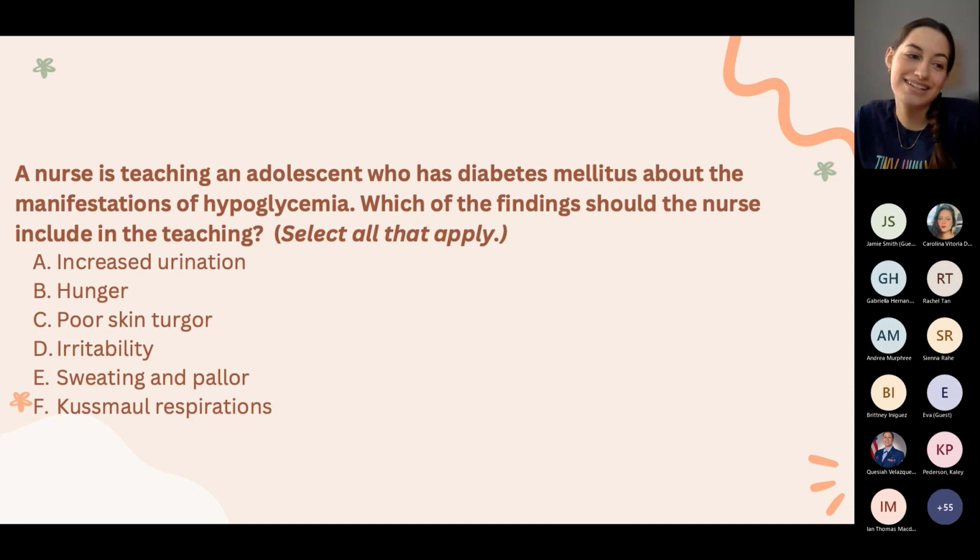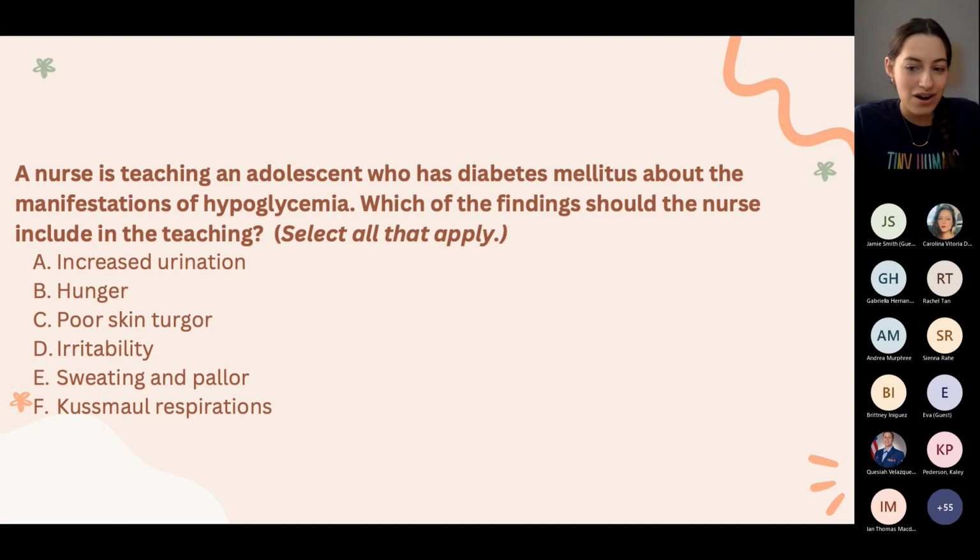All right, good job, you guys. You guys got this one super fast as well. This is B, D, and E. Really good that you know all your diabetes stuff because I promise it shows up all the time. So A and C are going to be manifestations of hyperglycemia. So that's why those are incorrect.